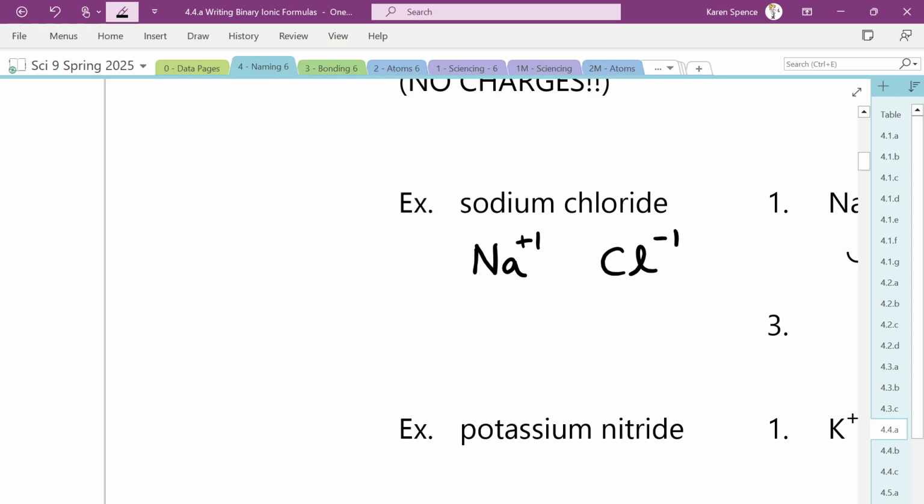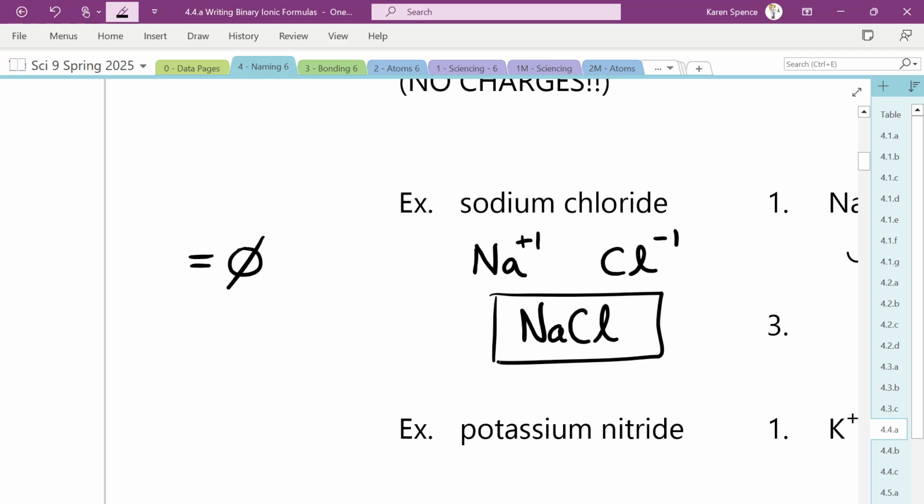And what we want the whole thing to equal is 0. Does that equal 0? Yes. And if it equals 0, then you are just done, and you put them together, NaCl, right side by side, so it's all 1. And you don't write the charges. The charges are gone, okay? Because they've canceled each other out. All right?